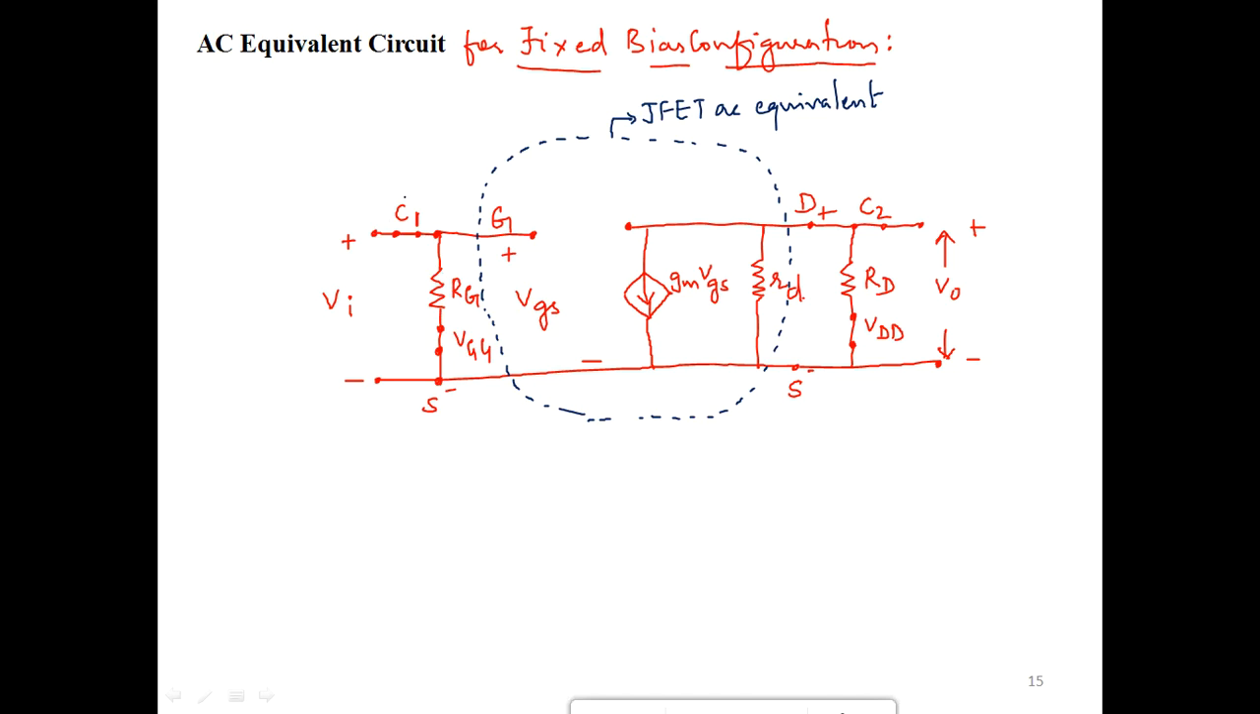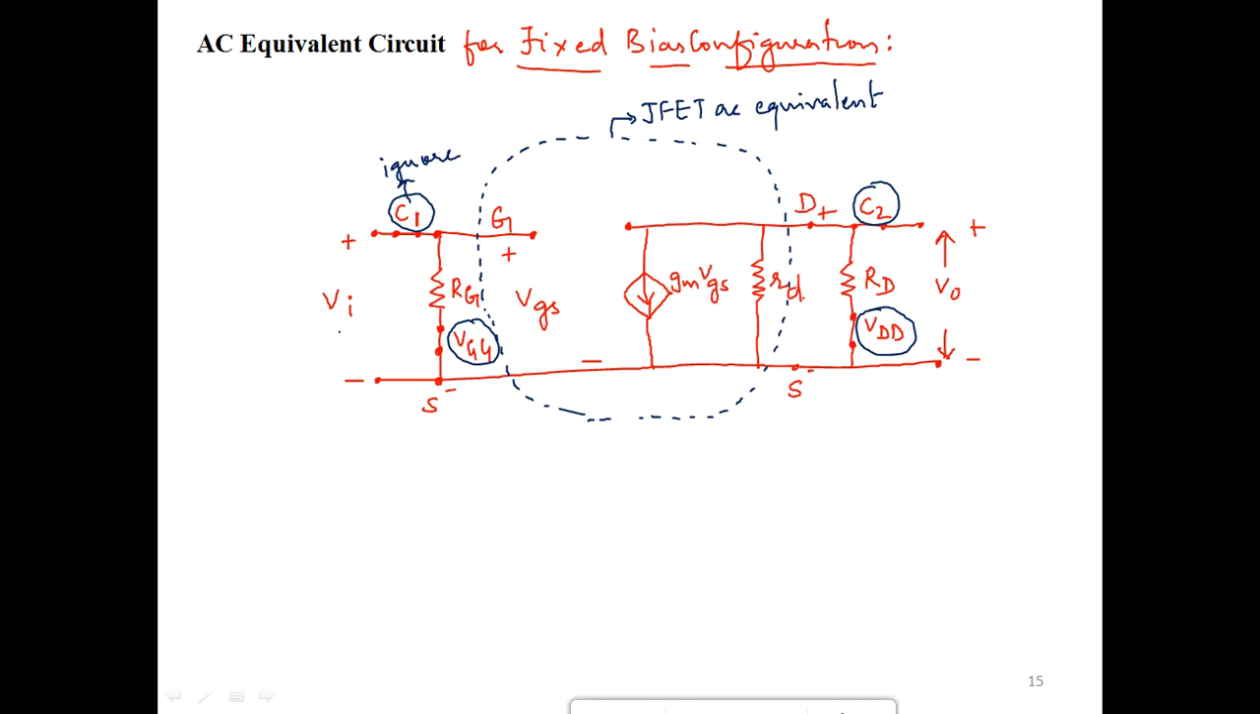So C1 is here and C2 is here, it's again a short circuit, and the DC supply VGG and the DC supply VDD are being represented here. But generally in your textbooks, the capacitors and the fixed DC supplies which are replaced by the short circuits are not explicitly mentioned, so you can just ignore all these things henceforth. So that's your AC equivalent fixed bias configuration circuit.